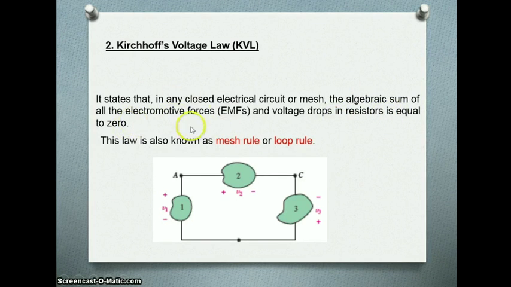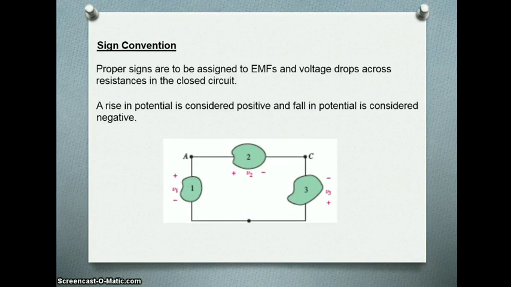Since this rule is applicable only for a closed network, this is sometimes referred to as the mesh rule or loop rule. So that means you can apply Kirchhoff's voltage law to any closed network, and the application is that it can be used to find out some unknown voltages. Okay, let us try to write the Kirchhoff's voltage law equation for the given example.